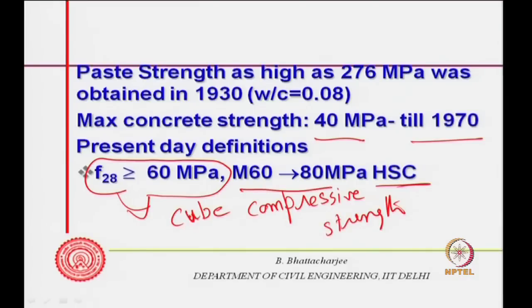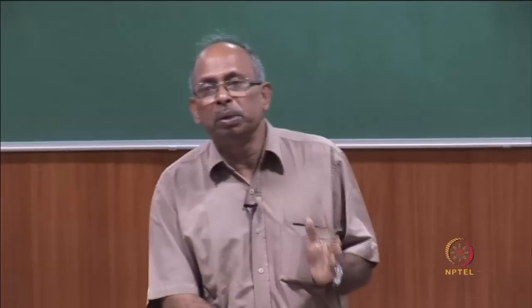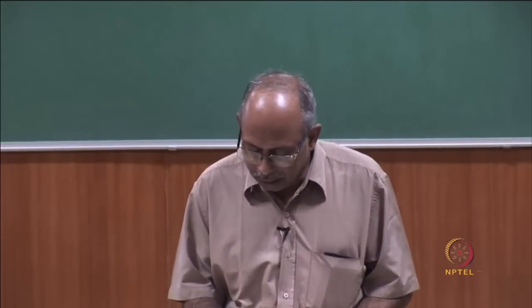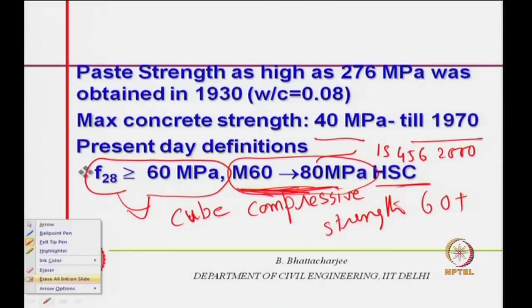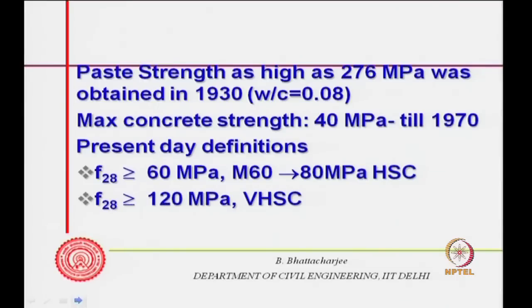Now, IS 456 2000 and its later amendments has recognized M60 to M80 as high strength concrete. So, they are talking of the grade. Grade is 60 MPa, which means the strength is somewhere around 70 MPa, perhaps 60 plus strength to about 80 plus strength would be high strength concrete. F28 greater than 120 MPa will be called very high strength concrete.